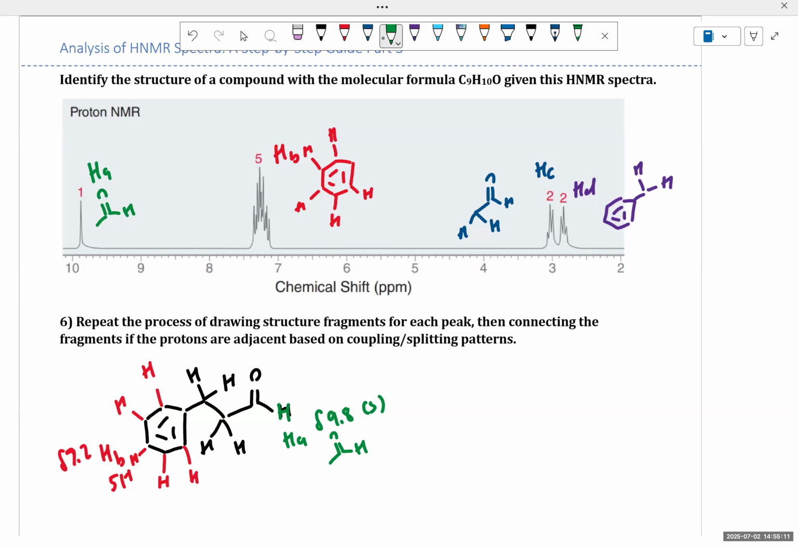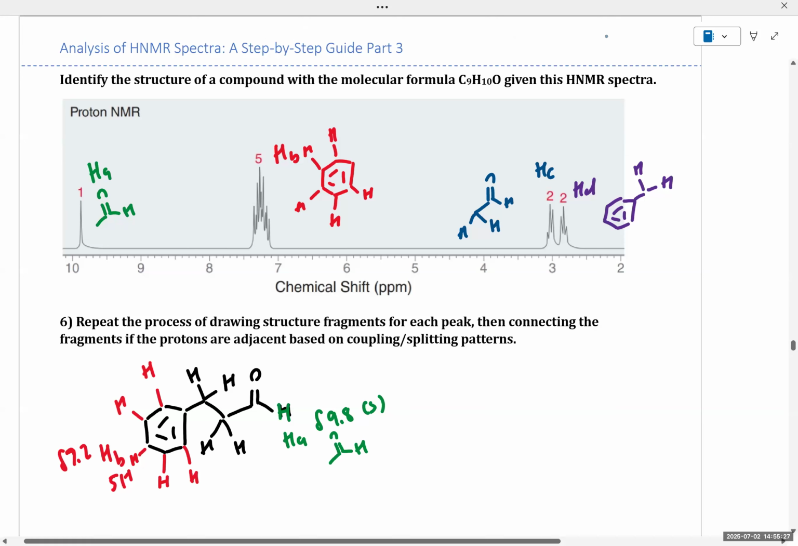Likely the instrument that they took this spectra on is a little bit of a lower end instrument, though aldehyde splitting is pretty hard to see because the coupling constant is only between 0 and 2 hertz. And so you're not going to really see a large part per million difference in terms of splitting.